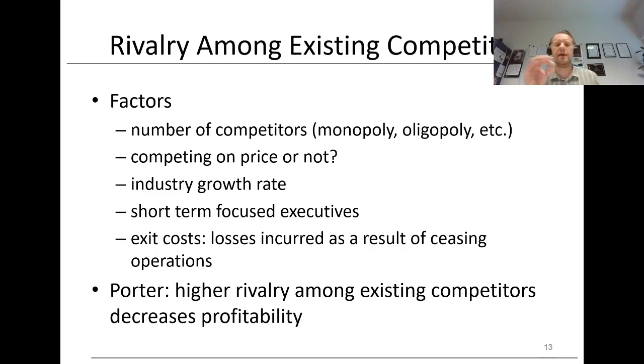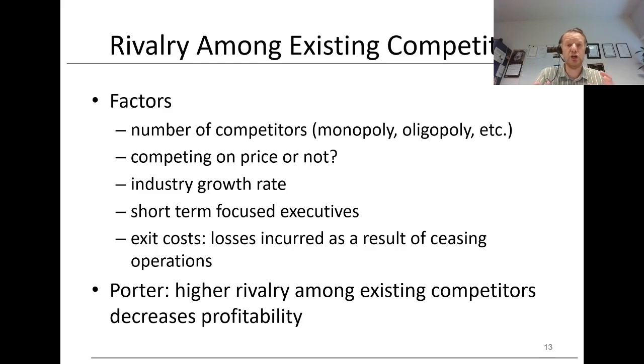Oftentimes, you will see that you have short-term focused executives. It's a really big problem. You often see that many businesses nowadays adopt a very short-term focus in their strategy. At university, we teach you guys, and some of you will become executives later on, to always adopt a long-term focus. While in business settings, unfortunately, many people still adopt a narrow, short-term focus.